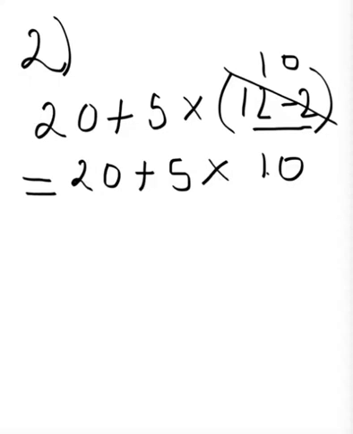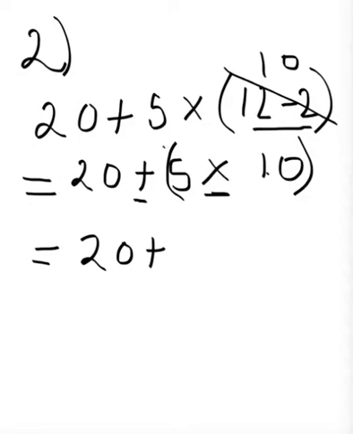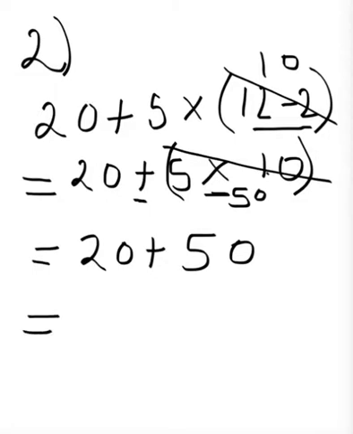Now, the next step is to look at your operations. We've got addition here and multiplication. With BODMAS, we know that multiplication comes first. So I have to do 5 times 10 first. I'm placing in some brackets to remind myself. So 20 plus is still there. And what is 5 times 10? 5 times 10 is 50. So now I have 20 plus 50, and 20 plus 50 is just 70. So that should have been your answer.